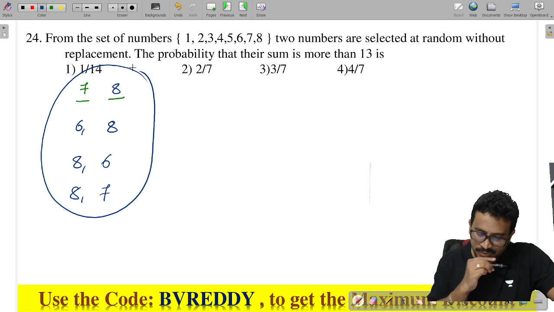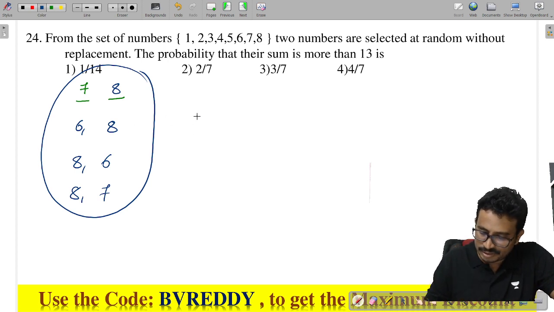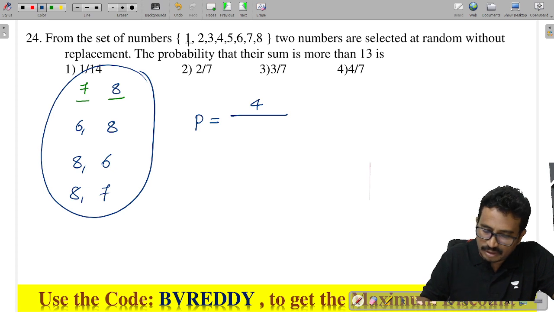Like this, how many combinations are there? We have 4 combinations. So what is the probability that the sum is more than 13 here? Tell me. We have 4 by... How many ways can we select now here?